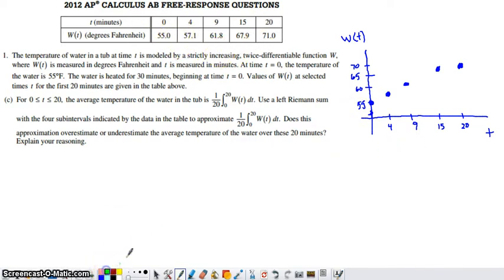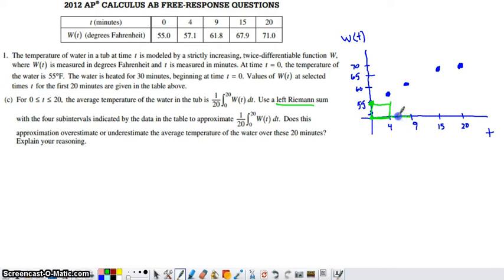And if we're doing a left Riemann sum using intervals indicated by the data in the table, our first subinterval is going to go from 0 to 4. And the left endpoint of that subinterval is 0. A left endpoint Riemann sum simply means we're going to use the value of the function at the left endpoint of that subinterval to generate the height of our first rectangle. So the first rectangle for our left Riemann sum would look something like that.